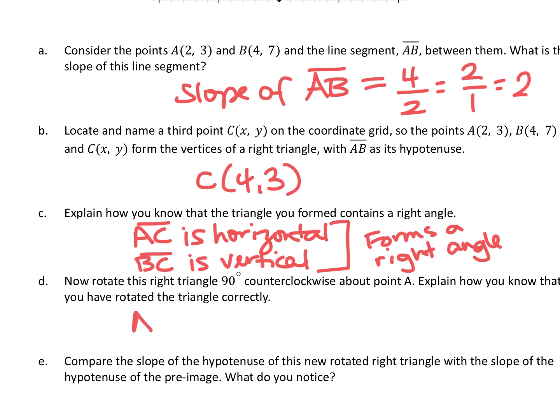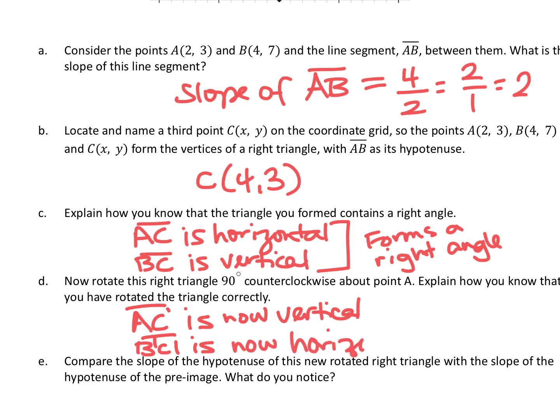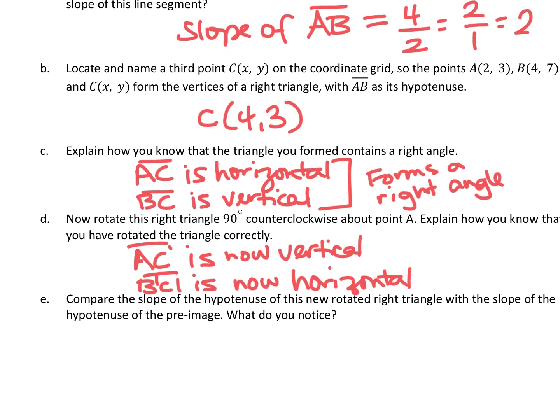So A, C prime line segment is now vertical. And B prime, C prime line segment is now horizontal. Okay. Now our very last thing we want to do in this experiment is to compare our slopes. So originally, the slope of AB was 4 over 2 or 2 over 1, or just 2. I'm going to use that 2 over 1 because that'll help me do a comparison.